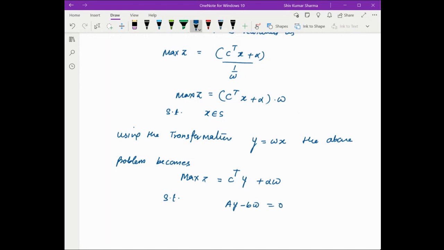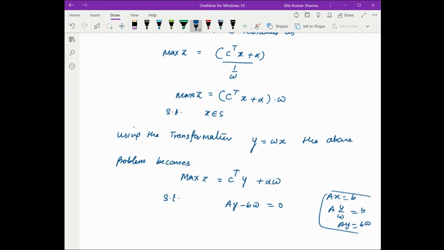Now you remember this. These are the main necessary conditions. When we replace x, we have a constraint in the form Ax equal to b. So when you put y equal to omega x, that means x equal to y upon omega, we write Ay equal to b omega. So Ay minus b omega equal to 0. This is our new constraint.